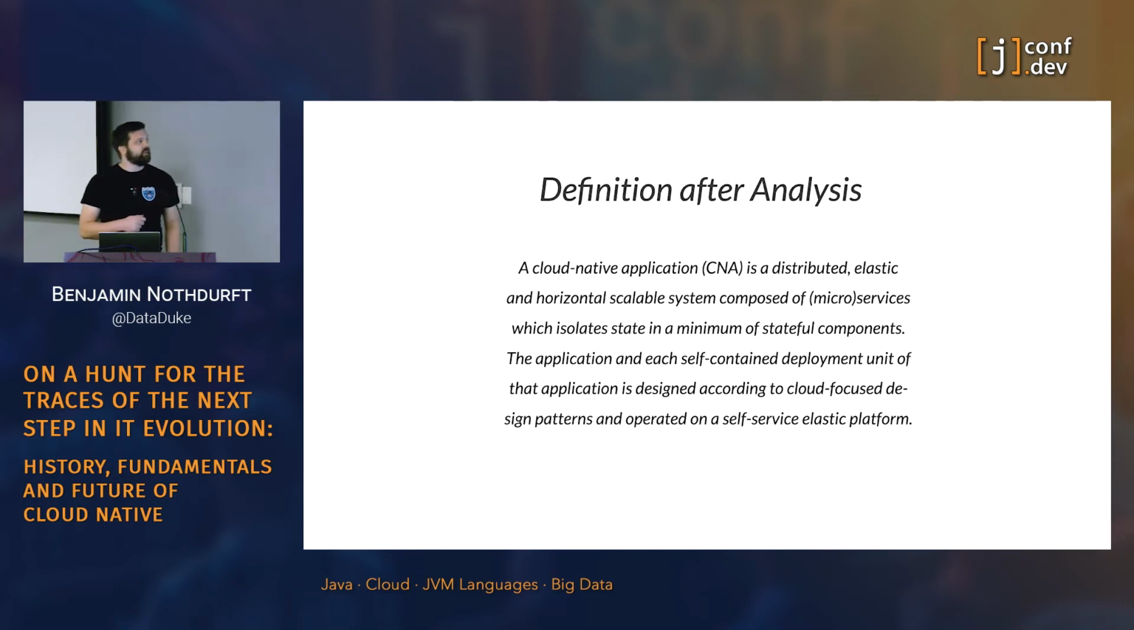So the most prominent thing that appeared was a definition. A cloud native application is a distributed, elastic, and horizontally scalable system composed of microservices which isolate state in a minimum of stateful components. The application and each self-contained deployment unit of that application is designed according to cloud-focused design patterns and operated on a self-service elastic platform. So they already took into account many different papers and tried to summarize them, and this was the first definition for cloud native application.